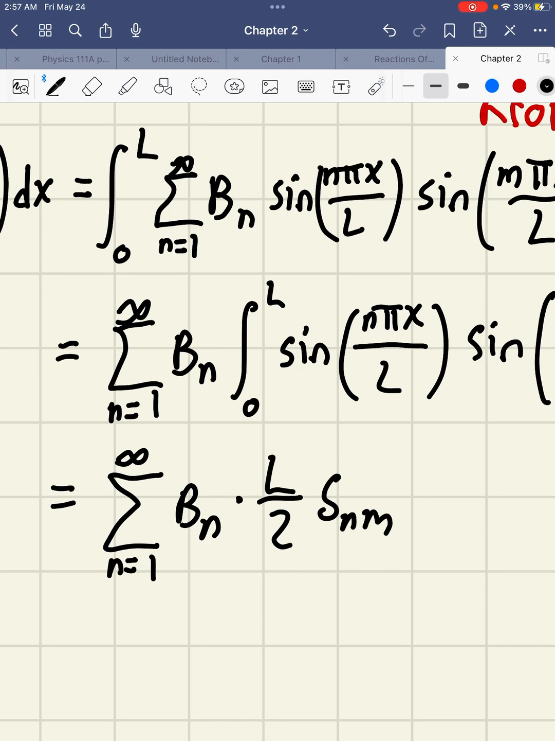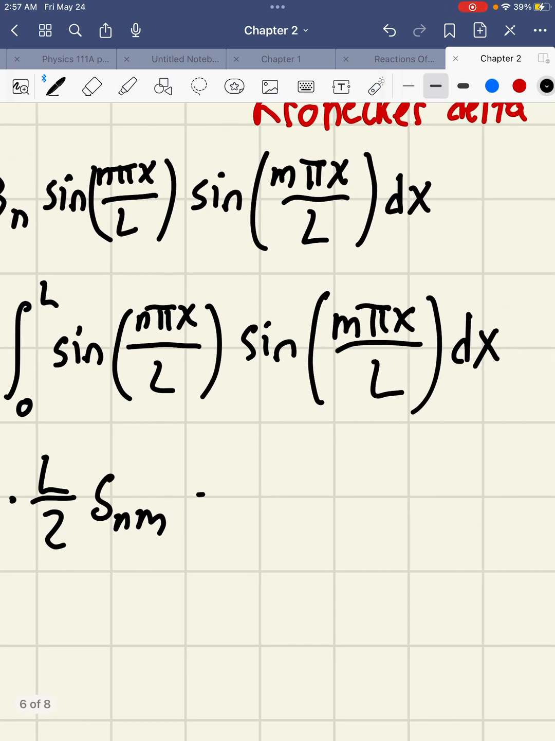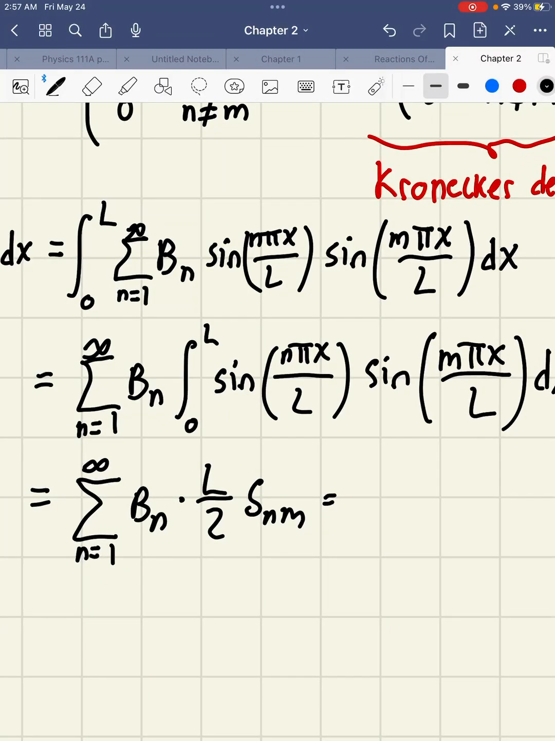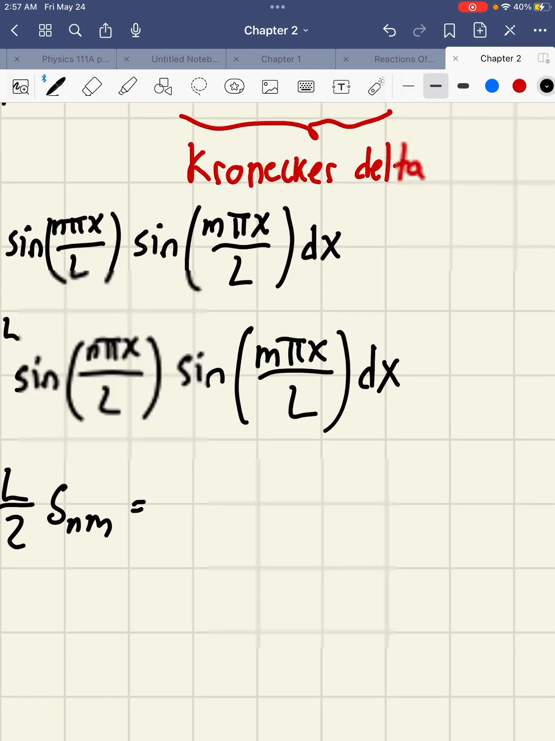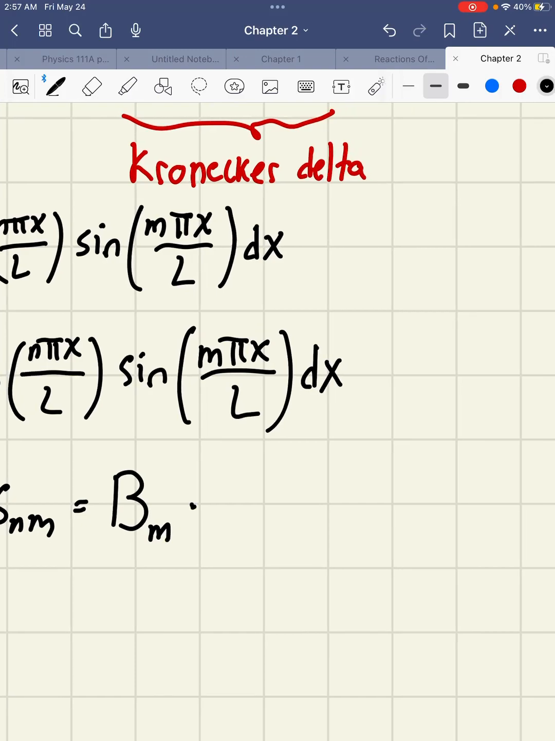So I will sum over my n. Now my n takes every value. If n is equal to 1 while m has a different value, I will get 0. If n is equal to 2, I'll get 0. My sum will be 0 as long as my n is not equal to m. The only time my delta is not 0 is if n and m are equal to each other. So when n is equal to m, I can just multiply by L over 2.